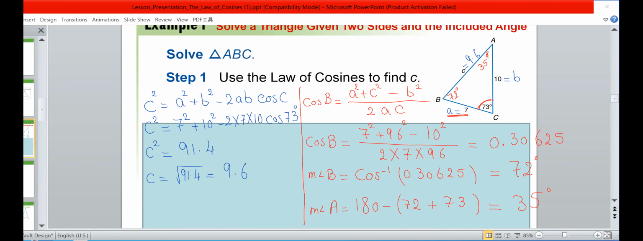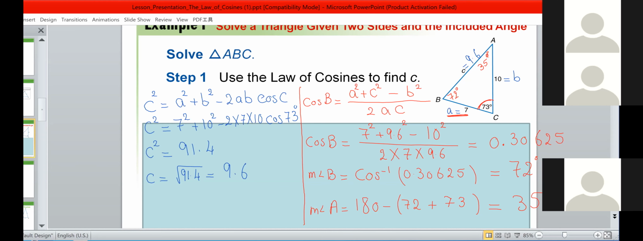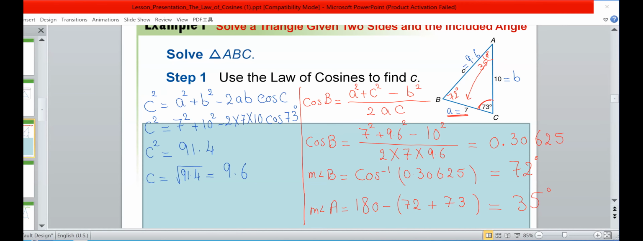How do I know this side is A and this side is B? The side A is opposite to angle A. This is angle A, and the opposite to it is A. The side B is opposite to angle B. This is angle B, so the side B is opposite to it, as you see. And C is opposite to angle C. You understand? Okay, thanks, Naif.